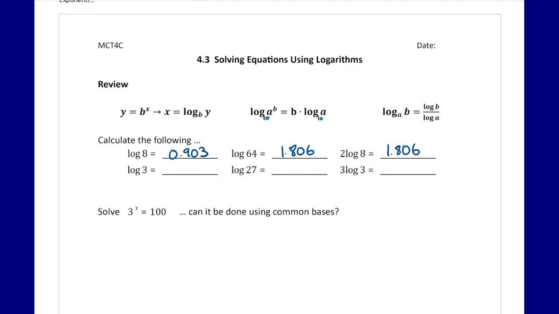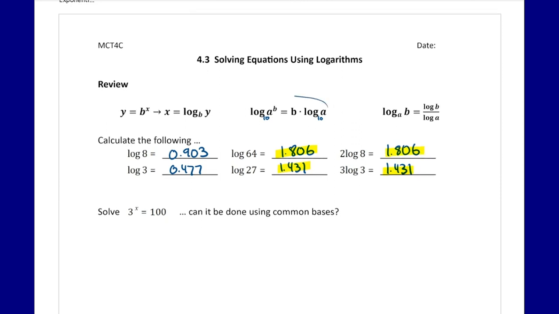Log base 10 of 3 is 0.477. Log base 10 of 27 is 1.431. And 3 times log base 10 of 3 is 1.431. So we should notice that these two values are the same.